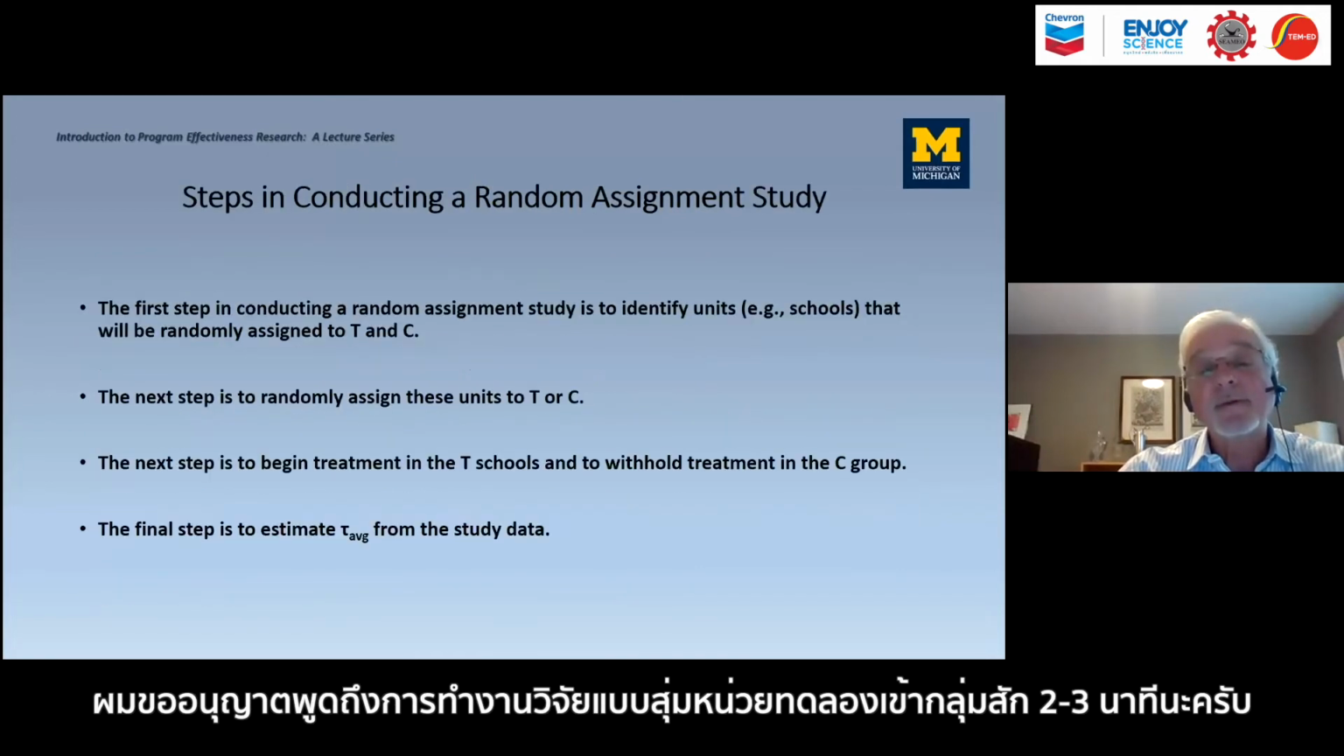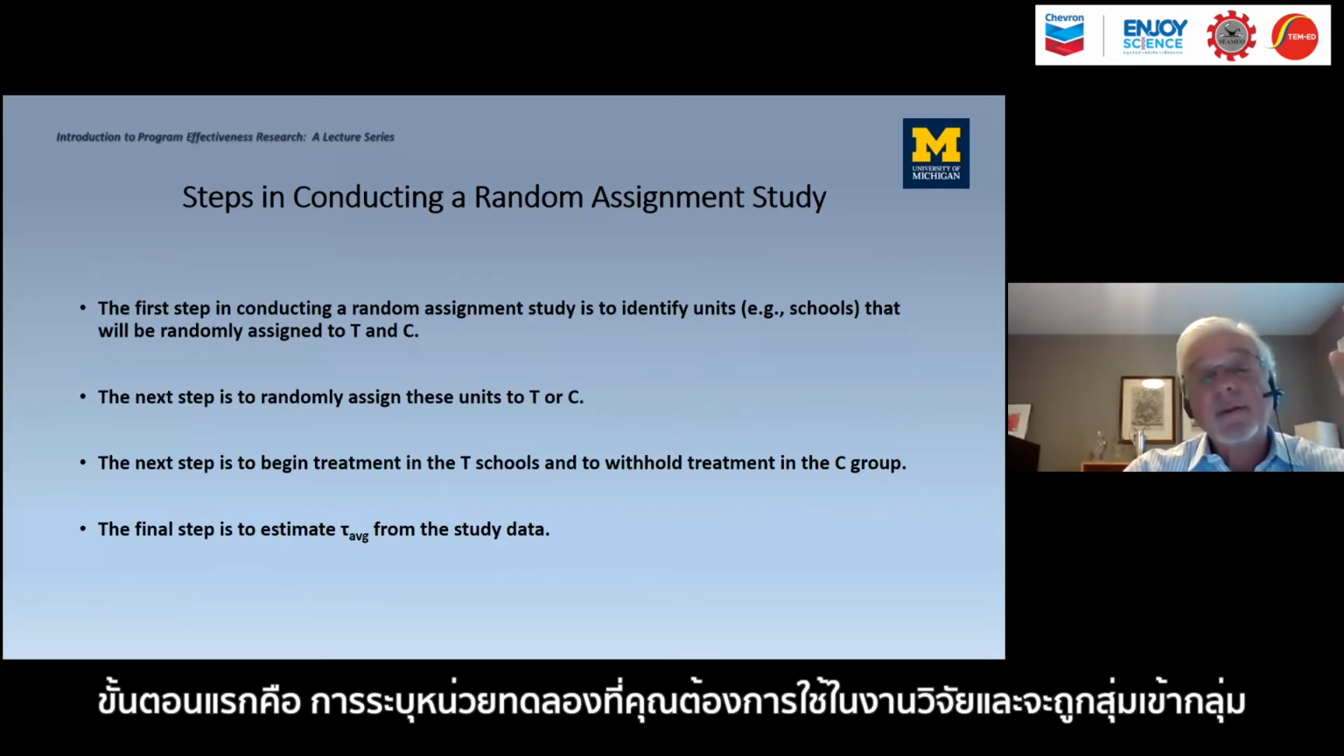So let me talk for a few minutes about how to conduct a random assignment study. The first step is to identify the units that you want to use in the study and that will be randomly assigned.